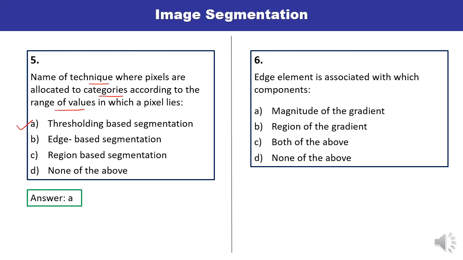Question number 6 is, edge element is associated with which component? Edge element is associated with magnitude of gradient, region of the gradient, or both the factors, or none of the above. So edge elements are actually associated with magnitude of the gradient. So A is the correct answer.